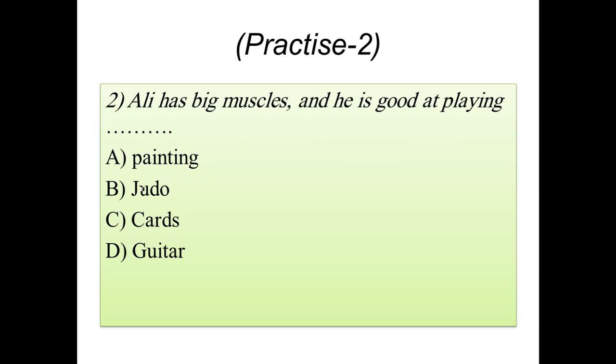Practice number 2. Ali has big muscles and he is good at playing blank. Multiple choice: A. Painting, B. Judo, C. Cards, D. Guitar.